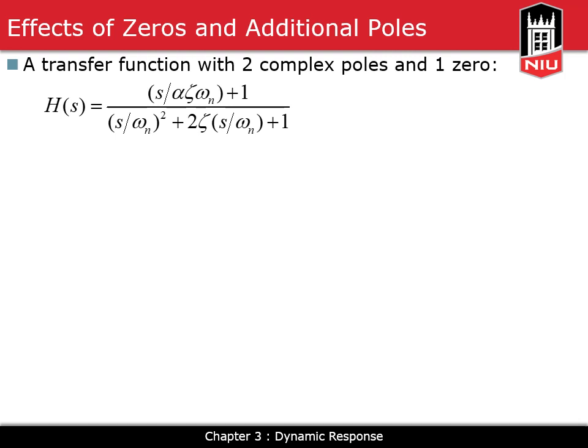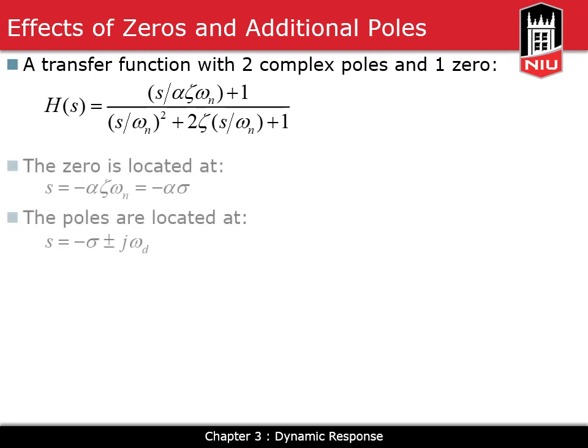So first, if the transfer function is still a second order transfer function, but it has a zero, you can see the numerator is written as s over alpha zeta omega n plus 1. The denominator is pretty much the same thing we had before. It's just that the top and the bottom are divided by omega n squared. So the zero here would be, set the numerator equal to 0, find the root, that will be negative alpha zeta omega n. That is the zero.